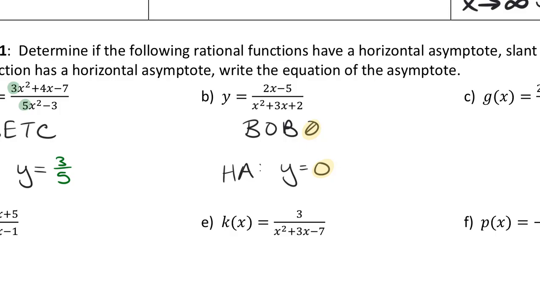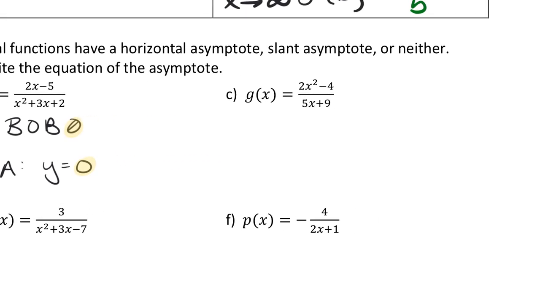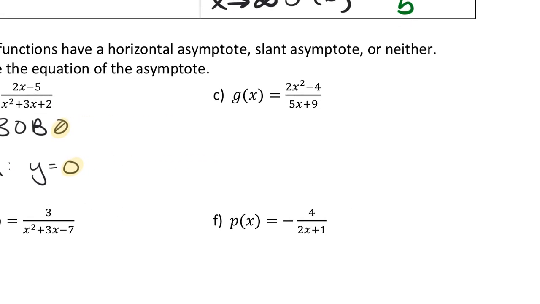Let's look at letter C together. For letter C, what is the degree of the numerator? 2. What's the degree of the denominator? 1. So where is it bigger? Numerator. On numerator, so bigger on top. That's the case that's called Botten. This is bigger on top. The N stands for no horizontal asymptote, so that's literally what you write. You would say that there is no horizontal asymptote.